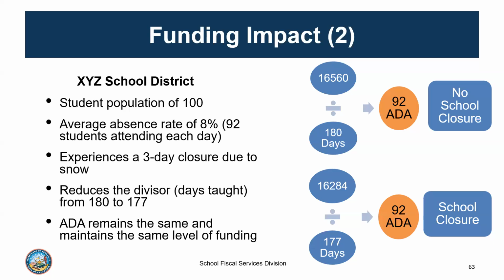If the school district experienced a 3-day emergency school closure, the district would have 16,284 days of attendance, which would then be divided by the amount of school days taught of 177. This would still equal 92 ADA. As you can see, although XYZ school district experienced a 3-day emergency school closure, their ADA remained the same and XYZ school district would not incur a loss of funding.